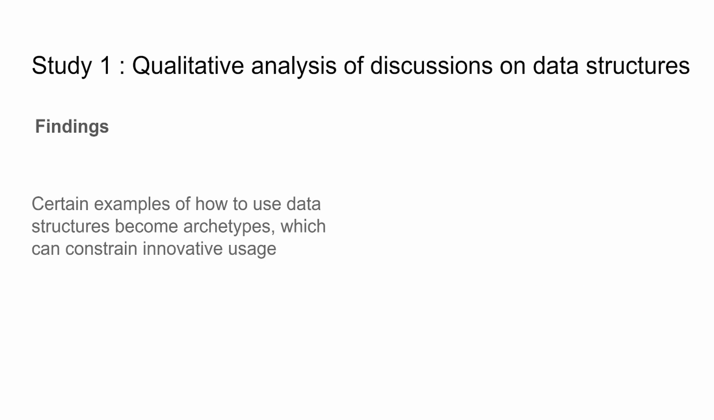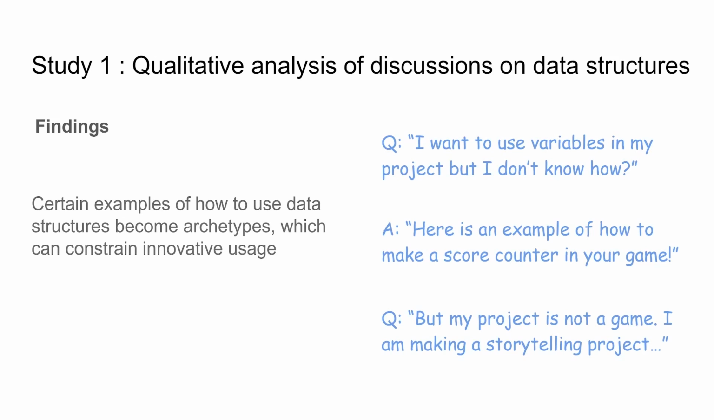While these community-produced learning resources can offer concrete examples, we further found that they may not support everyone's interest. Since most examples are about popular game-related elements, users with different interests may not be able to find useful resources. For example, in this thread, a user asked about how to use variables in their project. Other users offered them examples making score counters in a game. However, the user wanted to use variables in their storytelling project, which is not a game. They ended up never getting help because there's no example in the community.